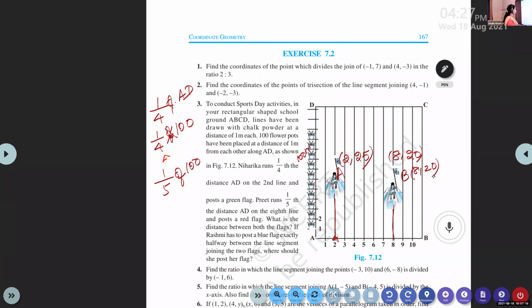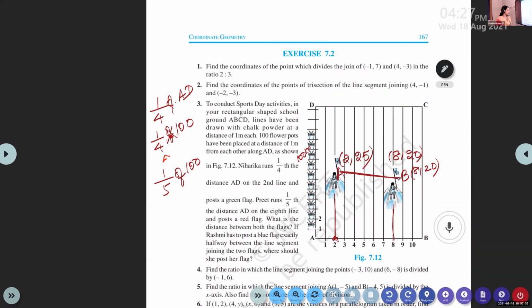Now what you have to find? What is the distance between the flags? So we are given the points. Can you find the distance using the distance formula? Find the distance using the distance formula.